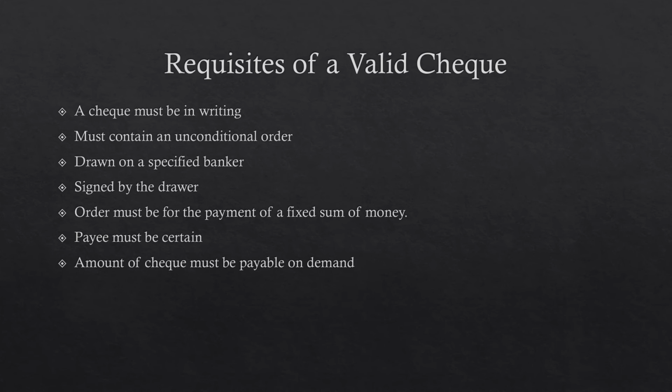Then the payee must be certain. Payee must be certain in the sense that the payee is a person to whom the bank needs to make a payment. It's important that the payment should be made to the person whose name appears on the check. And the amount of the check must be payable on demand. Whenever the check has been presented, the bank has the obligation to proceed with the payment as and when demanded.